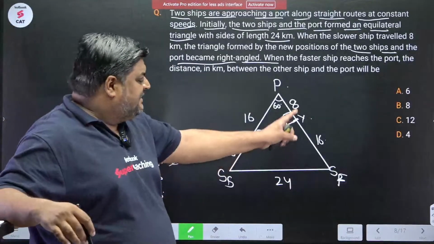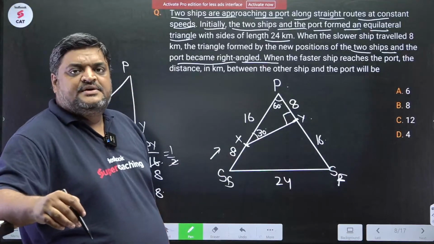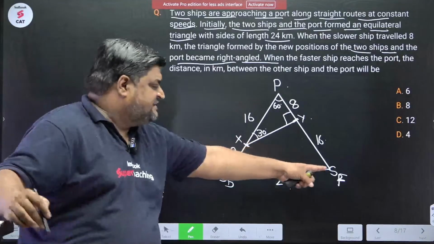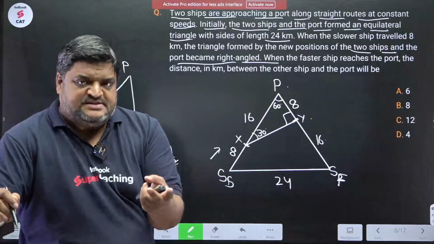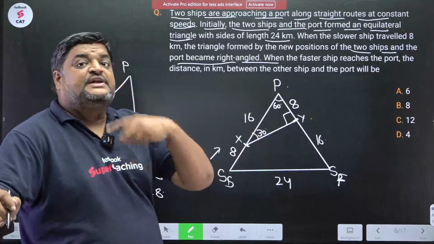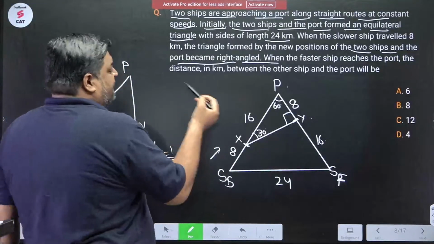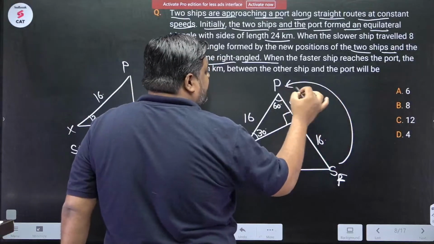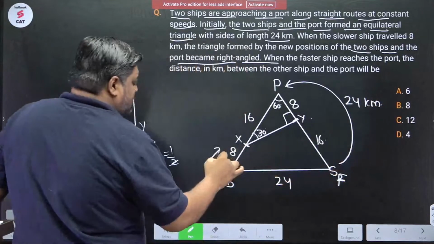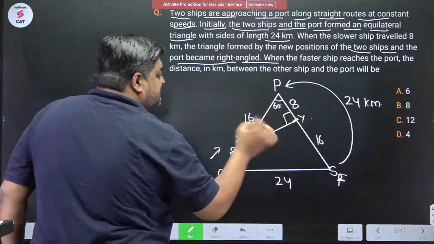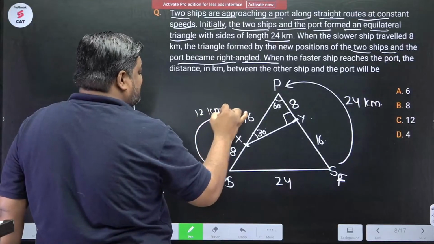So we can see कि speed of faster ship is 2 times the speed of slower ship. स्लोअर शिप ने 8 किलोमीटर कवर किया, फास्टर शिप ने 16 किलोमीटर कवर किया. फास्टर शिप has covered 2 times the distance. The speed of the faster ship is 2 times the speed of the slower ship. इसका मतलब क्या? When the faster ship will reach this point, means when the faster ship will cover 24 kilometers, the slower ship will cover 12 kilometers, half the distance.